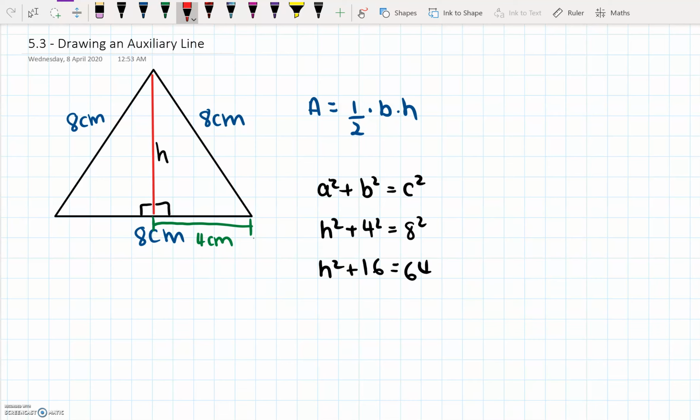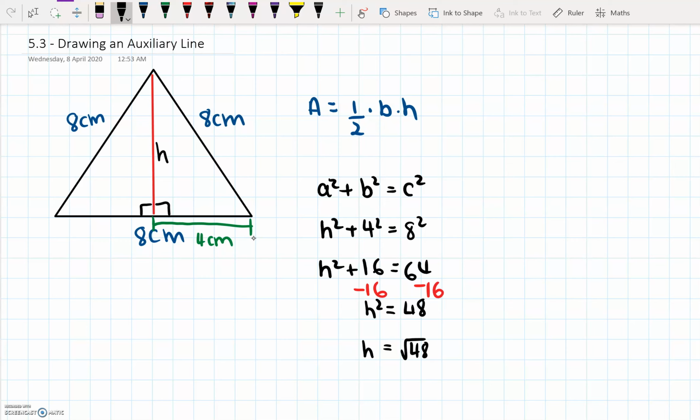Our next step is that we need to minus 16 from both sides. So we're going to have h squared is equal to 64 minus 16, which is 48. And therefore, when we take the square root of both sides, we get h equals the square root of 48. And again, we can leave it like this for using in our formula. And we should leave it like this because if we change it to a decimal and we round the answer now, then that means our final answer won't be as accurate.